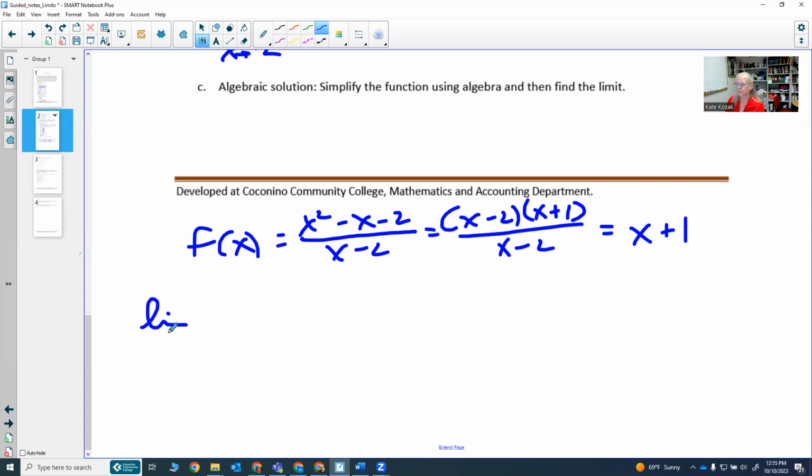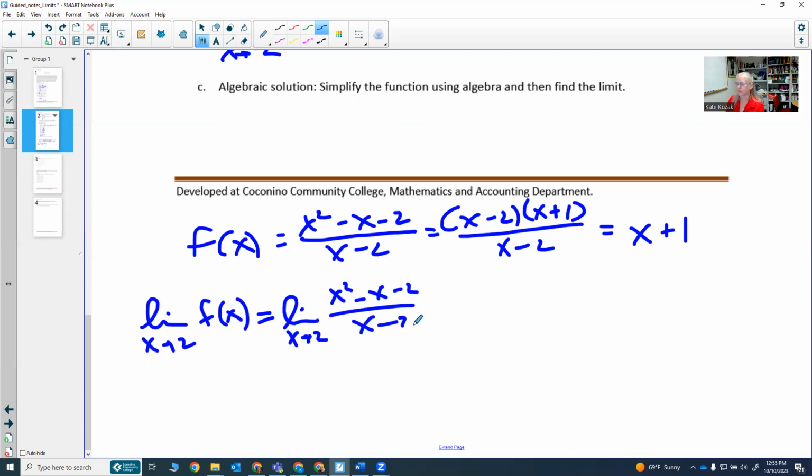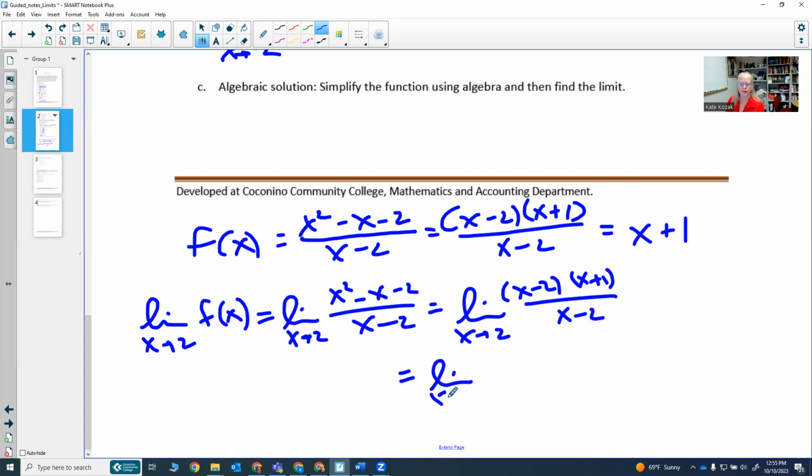So the limit of f of x as x goes to 2 is equal to the limit as x goes to 2 of x squared minus x minus 2 over x minus 2, which equals the limit as x goes to 2 of x minus 2 times x plus 1 over x minus 2, which is equal to the limit as x goes to 2 of x plus 1. Well, I can see that I can put 2 in for x, and I get 2 plus 1, which gives me 3.